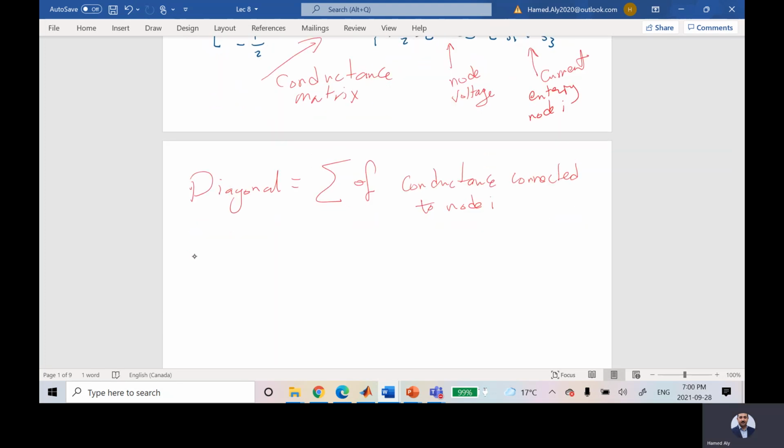What about the off diagonal? Off diagonal is equal to the negative of the conductance connected between nodes i and k.